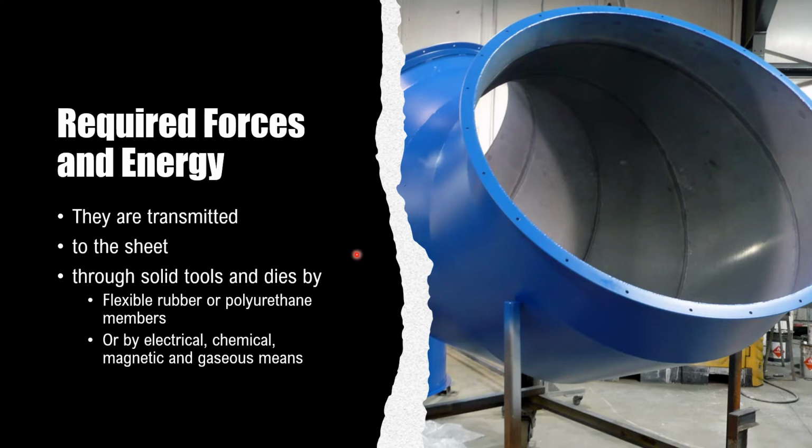Forces and energy that we need for this process, sheet metal forming, we're going to transmit them to the sheet through solid tools and dies, by flexible rubber or polyurethane members, or by electrical, chemical, magnetic, and gaseous means. By using these means, we transmit the forces and energy required in this forming process to the sheet. Of course, you're dealing with a metal sheet.